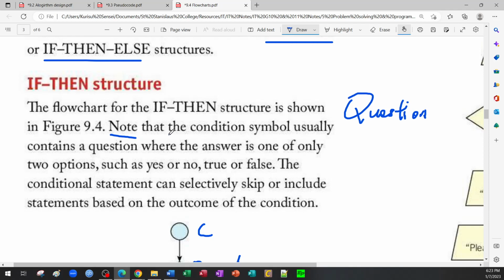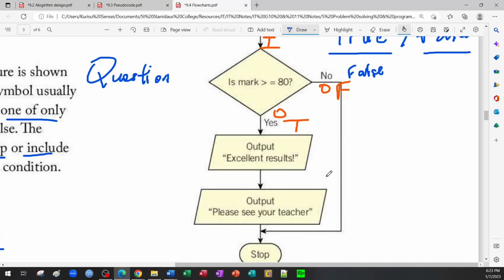So note that the condition symbol usually contains a question where the answer is one of only two options, either yes or no or true or false. The conditional statement can selectively skip or include statements based on the outcome of the condition. So it can either skip a statement or include a statement. What do you mean by that? It basically means that you can take different paths in your flowchart.